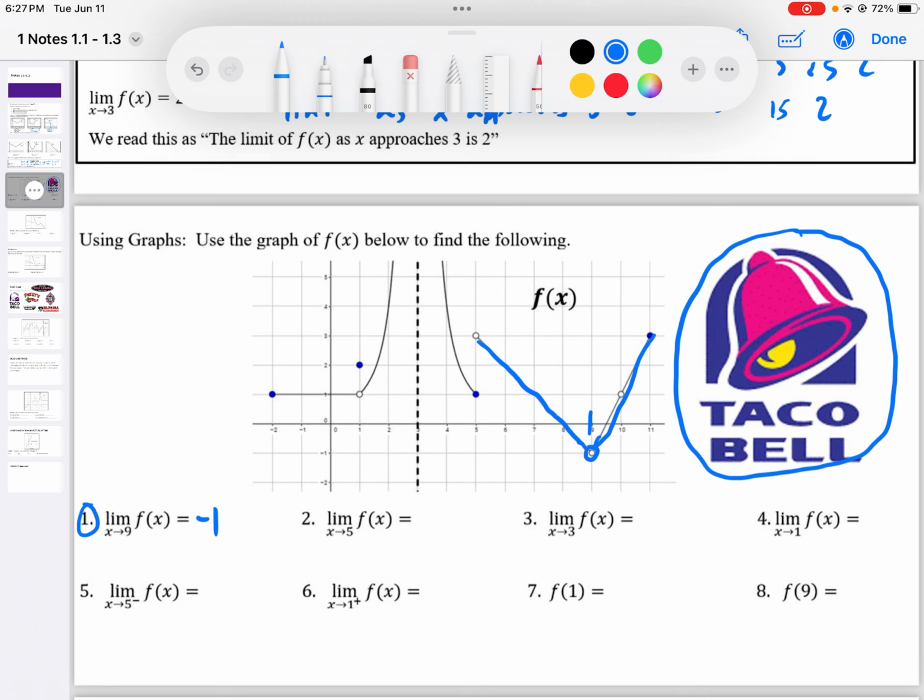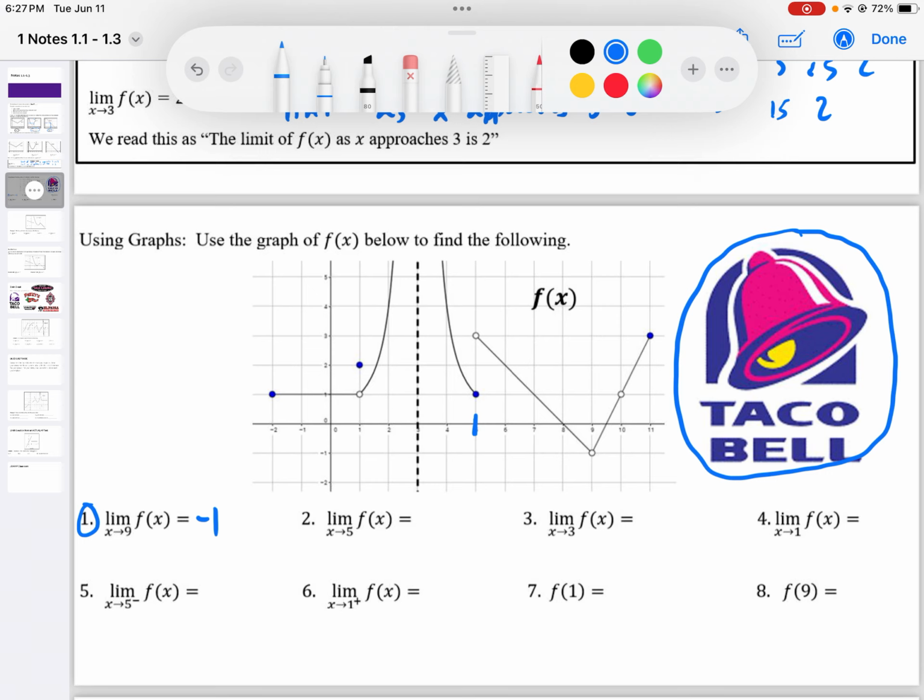So that would be like an example of the limit still there, but the Taco Bell's not there. But we still met up there. All right, so number 2, what's the limit of the function f of x as x approaches 5? So I'll look where x is 5. It's right here. What is the limit?